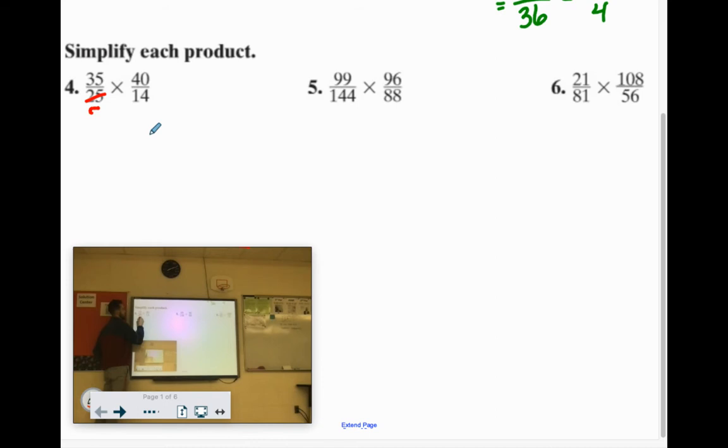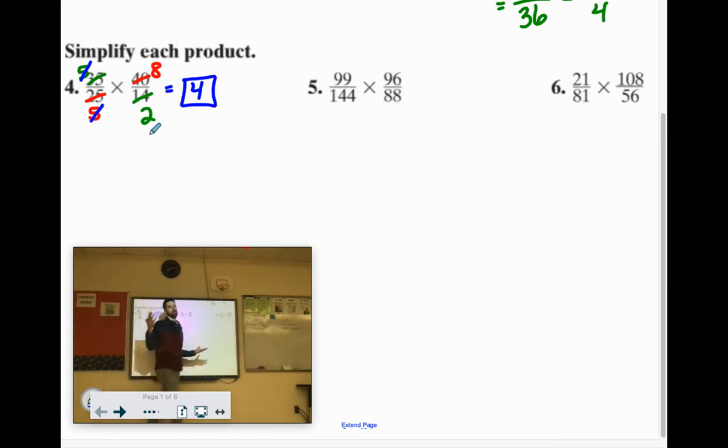5 goes into 25 5 times, 5 goes into 40 8 times. And then with 14 and 35, those are both divisible by 7. 7 goes into 14 2 times, 7 goes into 35 5 times. And then you look and you're like, oh, 5 and 5, you just cancel those out. So we're left with 8 over 2, and 8 divided by 2 is just 4. Look at that. Crazy.